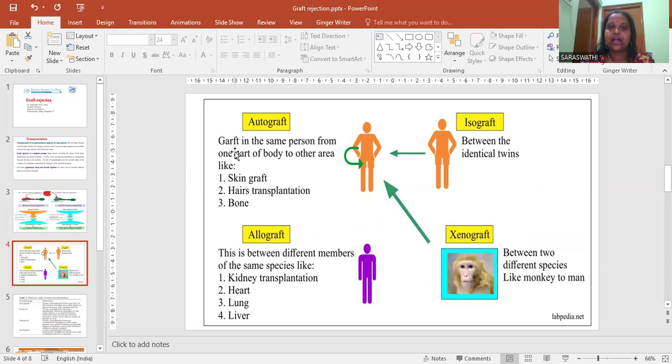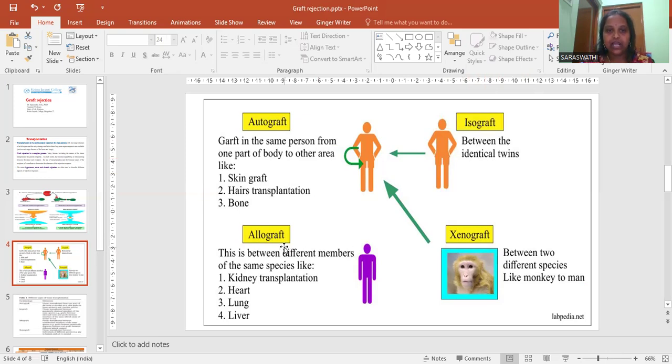Autograft is a graft in the same person, from one part of the body to another area, like skin from the same person. Otherwise, a bone from the same person, not from another individual. From the same individual, we transfer a part of the cell, or a part of the skin or hair. This is referred to as an autograft. In the case of an isograft, it is between identical twins or siblings, where the younger sister will be the recipient and the elder sister the donor, or vice versa, within the family, especially twins. That kind of organ transplantation we consider an isograft.